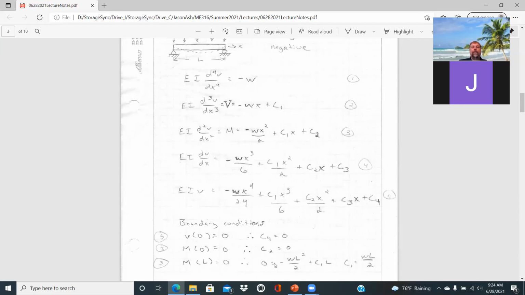And so M of L equal to 0. So the left-hand side 0, x equal to L. So we'd have a minus WL squared over 2 plus C1 times L, and C2 is 0. So we just end up with those two terms. And then we can solve for C1, move that to the other side, and divide through by L. We'd end up with C1 is equal to WL divided by 2. And so we know now what C1 is that would be required to get the moment at L equal to 0.